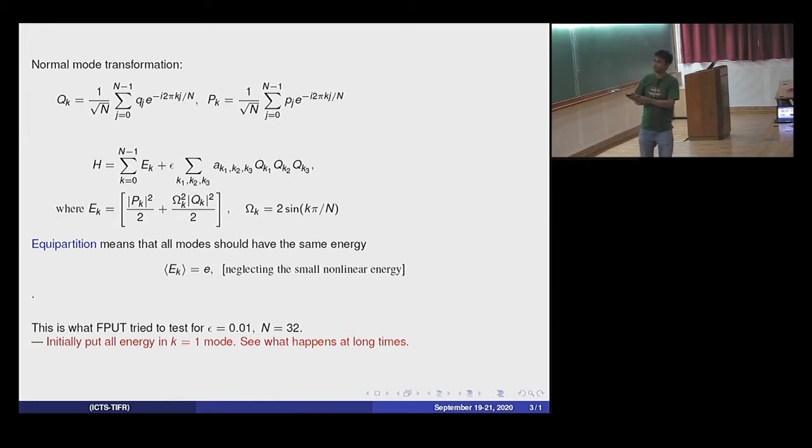Okay, so this is exactly what Fermi, Pasta et al. tried to do. They put in a small nonlinearity, which is like 0.01, and 32 particles.